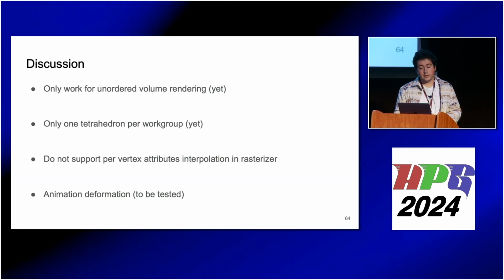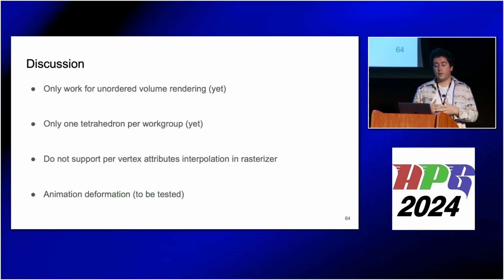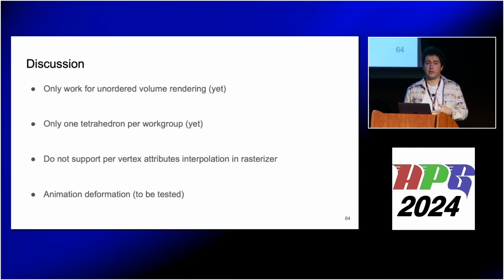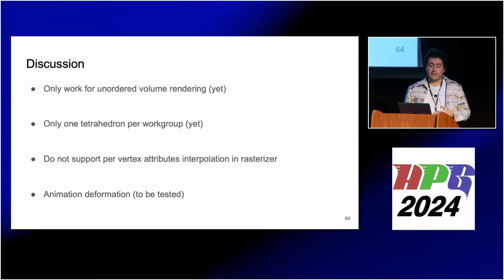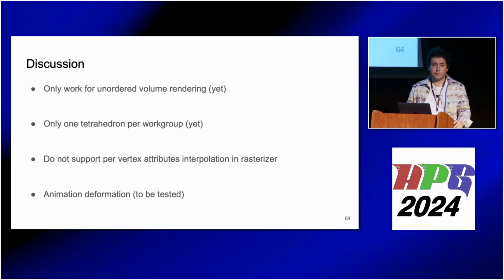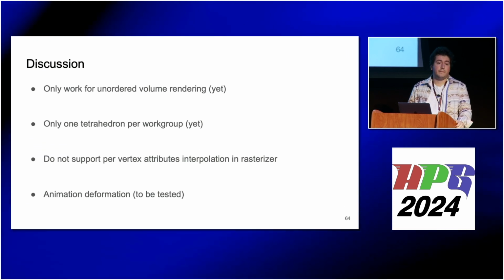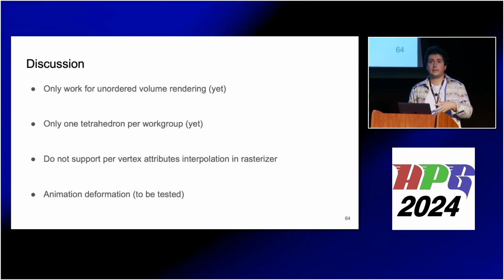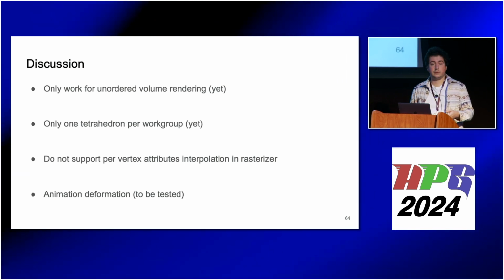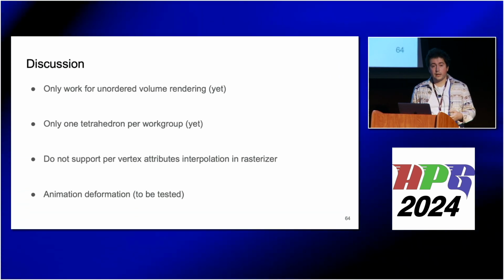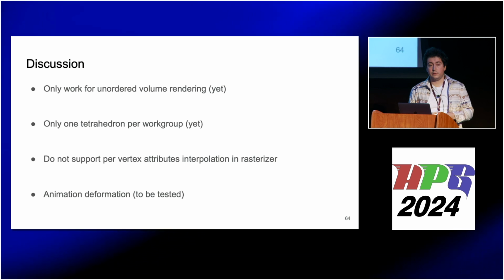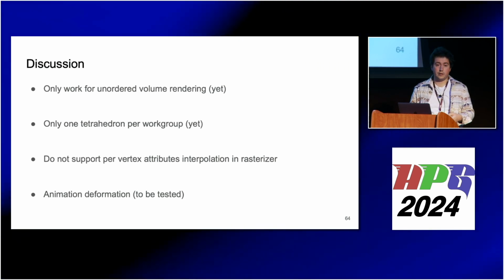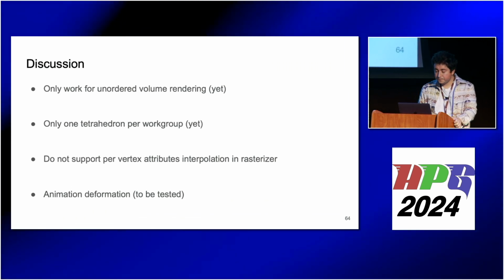Another limitation is that we only handle 1 tetrahedron per work group in the mesh shader at the moment. This might be just due to our implementation, as we do not yet have access to meshlets for tetrahedron that we have for surfaces. And so loading multiple tetrahedron might have had an issue while testing.